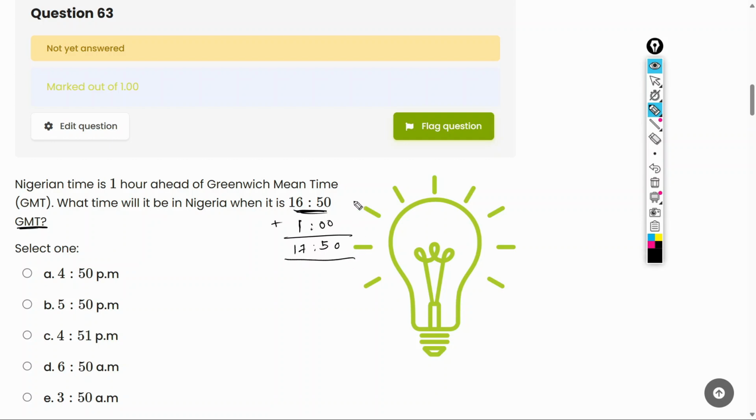1750. 1750 in the 12-hour clock will be 1750 minus 1200, since 1750 is in 24-hour time. If we subtract, this will be 0, 5, and 7 minus 2 is 5. So that will be 5:50 p.m. And 5:50 p.m. is right here.